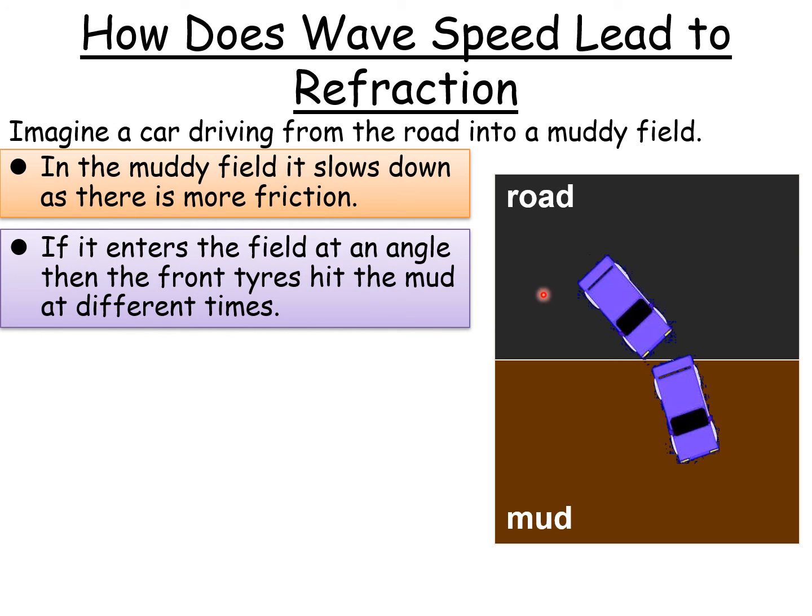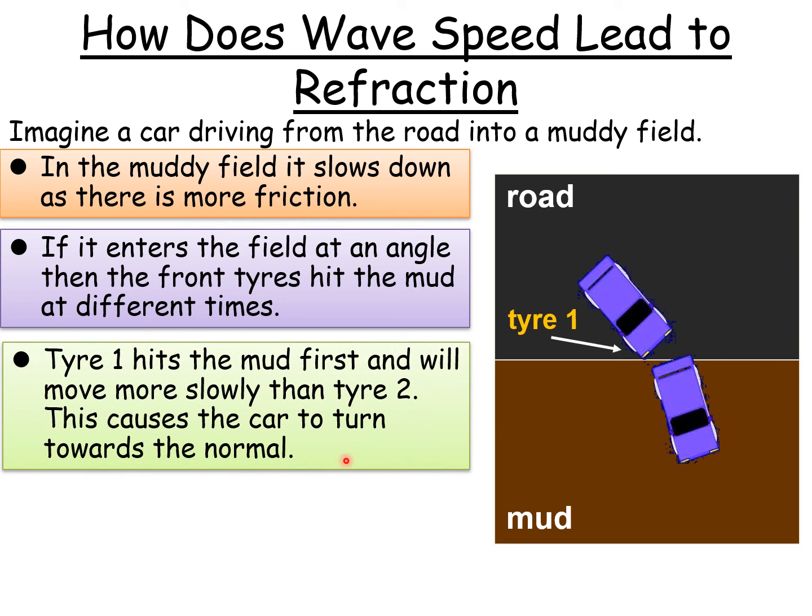If it enters the field at an angle, then the front tyres will hit the mud at different times. So you can see in my diagram, this tyre here is going to hit the mud before the tyre on the opposite side. So tyre 1 hits the mud first and will move more slowly than tyre 2. This causes the car to turn towards the normal or to turn inwards. So that's how we explain the refraction effect.